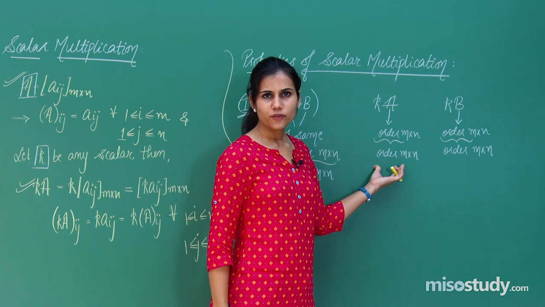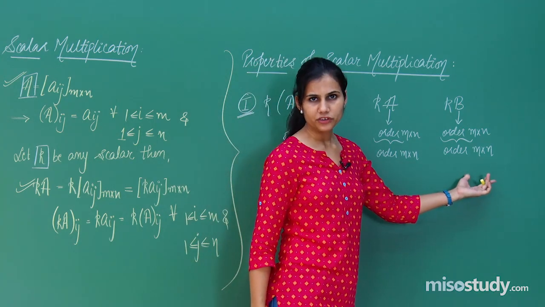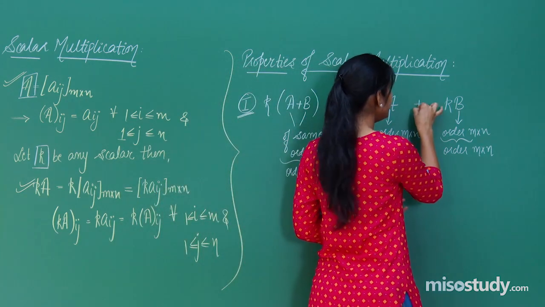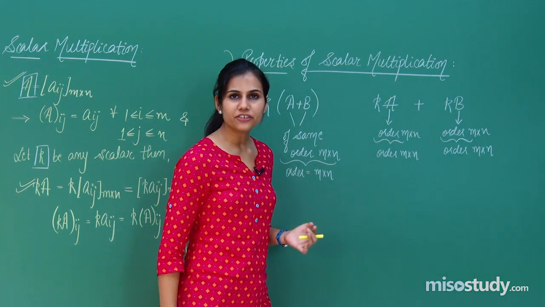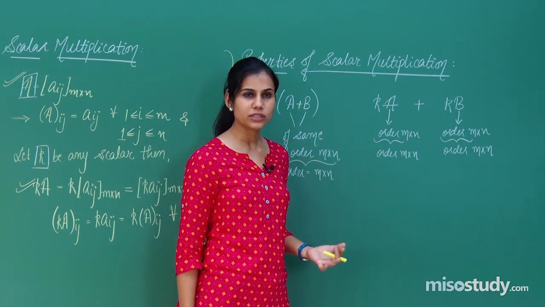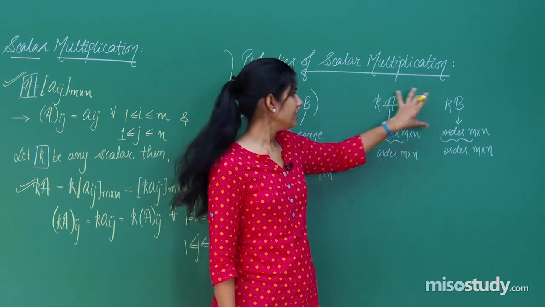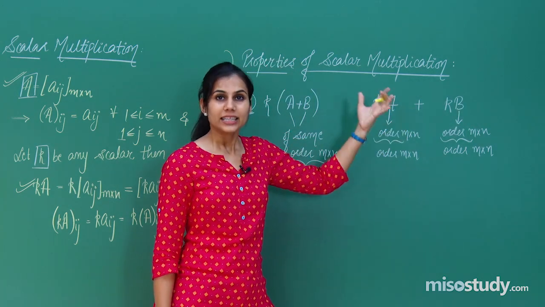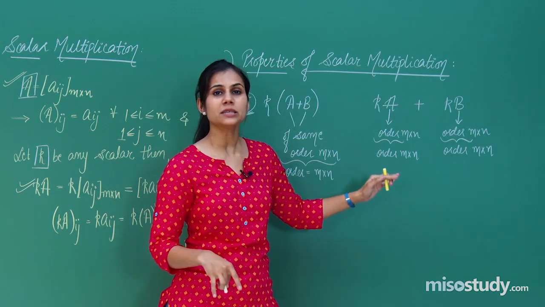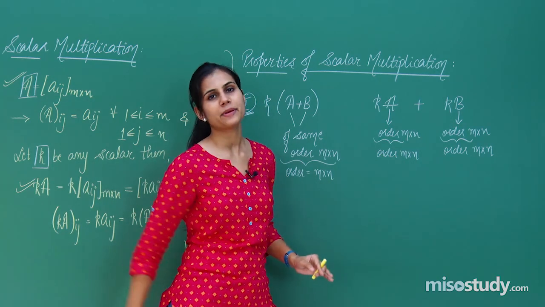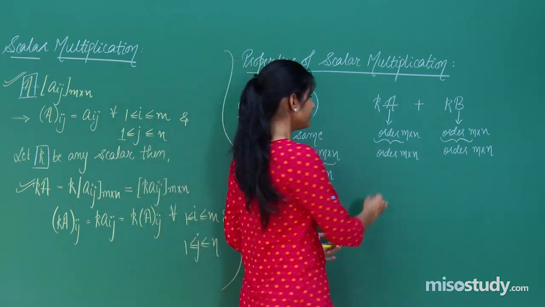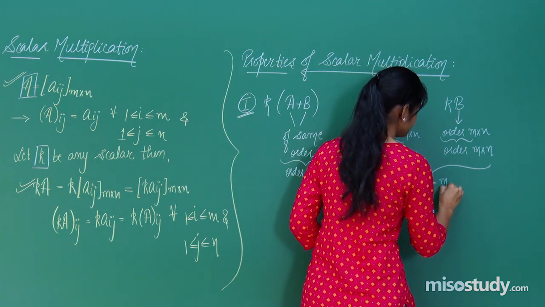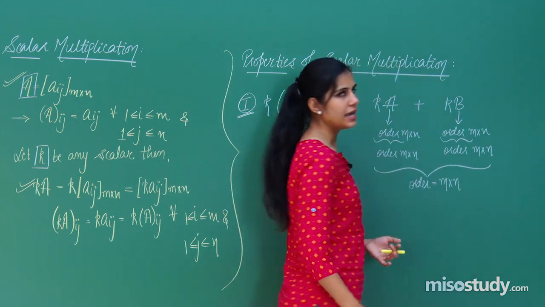K times A is a matrix of order m cross n, K times B is a matrix of order m cross n, so clearly their addition is defined. Their addition is well defined. Their addition is going to be a matrix again of order m cross n. We know this. If one matrix is of order m cross n, second matrix is of order m cross n, then the addition of these two matrices is very much defined. The sum of these two matrices exists as a matrix whose order is exactly same as the order of these matrices, which is m cross n.